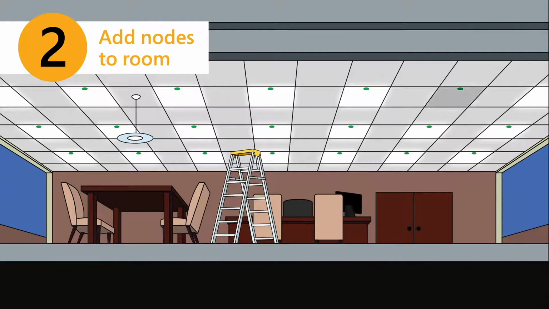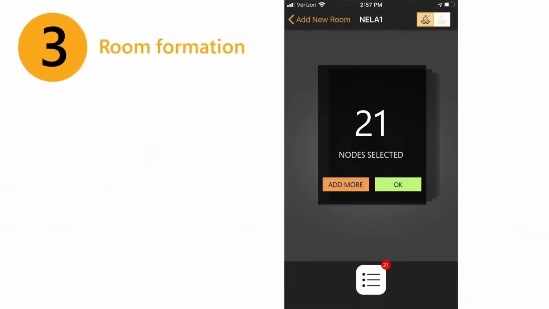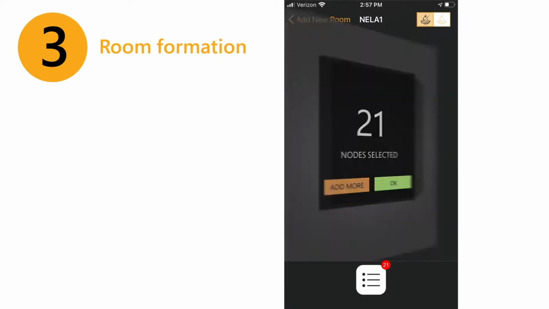There are a maximum of 30 nodes per room, but the system can accommodate thousands of room networks. If you have not discovered all the devices you want to include in a group, you can choose Add More. When the room is large, some of them may be out of range. Walk across the space and the app will recognize them. When all the devices are selected, choose OK.